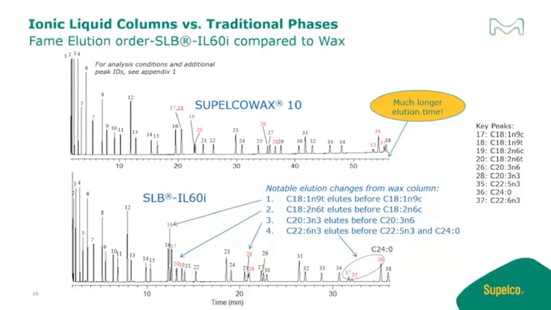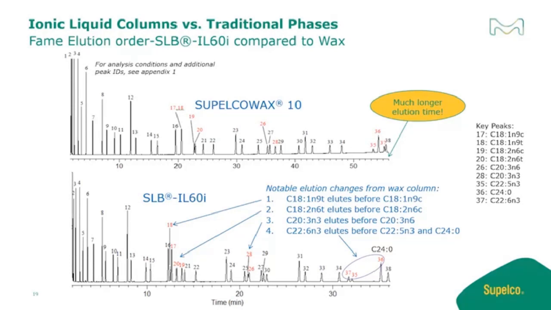Again, comparing the wax phase to the SLBIL60I using a 37-component FAME mix we developed a number of years ago, which mimics the fatty acid composition of many, many materials, ranging from dairy all the way up to highly polyunsaturated fish oils to polyunsaturated vegetable oils. So looking at the elution pattern, you can see, as I discussed in notes 1 and 2, the difference in the elution pattern of the cis and trans isomers.